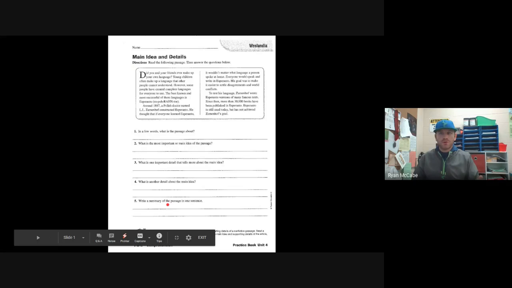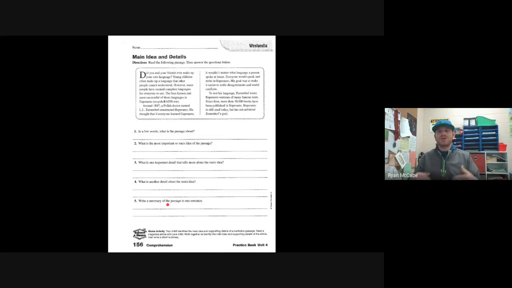Now remember, a summary is like retelling what the passage was about in your words. Don't rewrite the passage because then that's just like copyright, and when you get older, we're going to come into those problems of plagiarism and whatnot, like we've talked about before in class. So remember, summary is a retelling in your words.